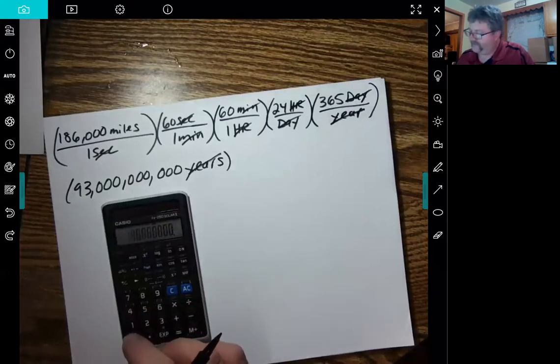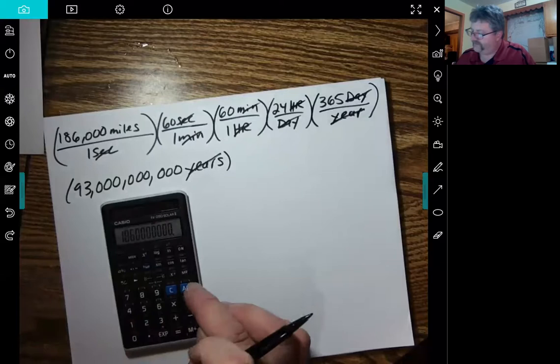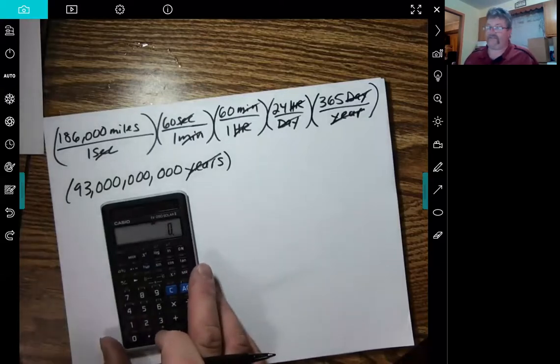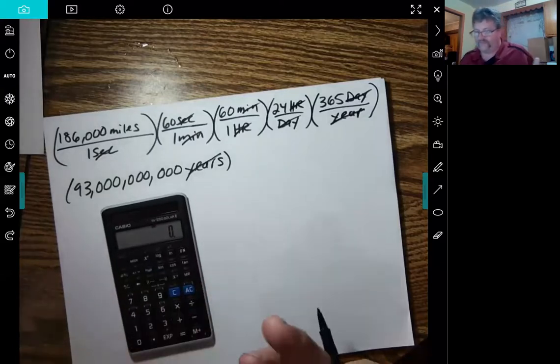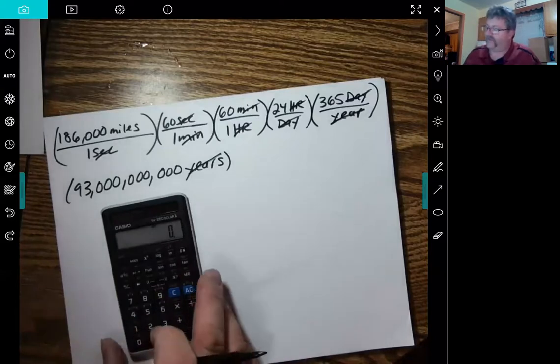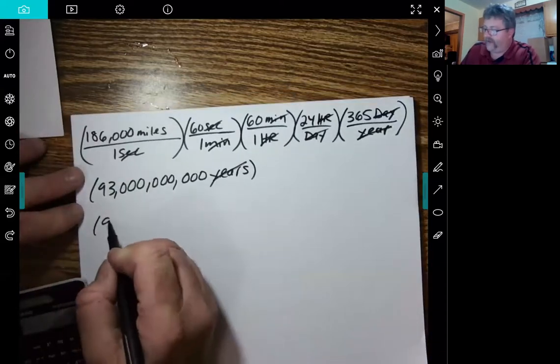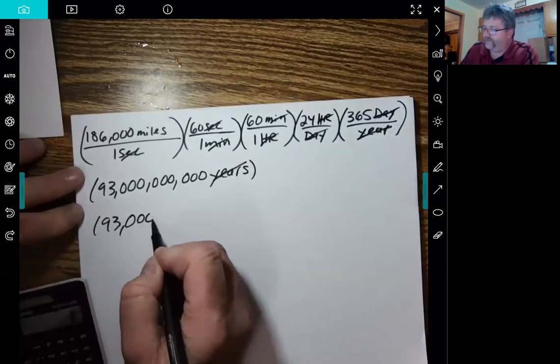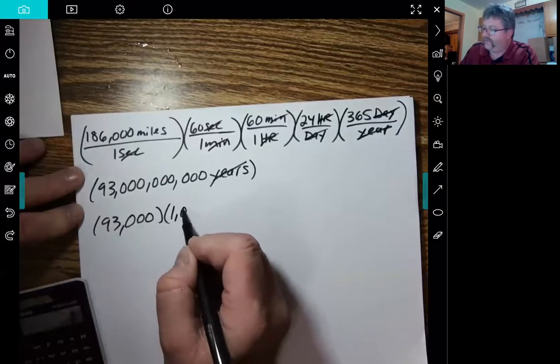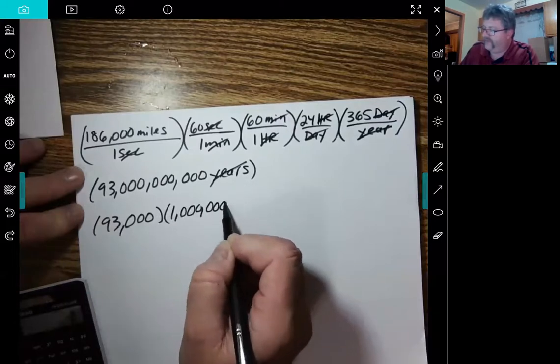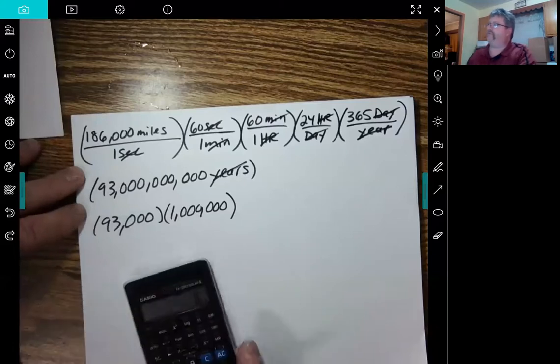186,000. Let me just see something first. Some calculators are going to have limited screen space. This one does, others don't. So if you don't have enough room to even put the biggest number in there, like our 93 billion, we can just break it up and call it 93 thousand times 1 million. That'll be the same thing. So I'm going to have to break that up into two pieces when we get there.